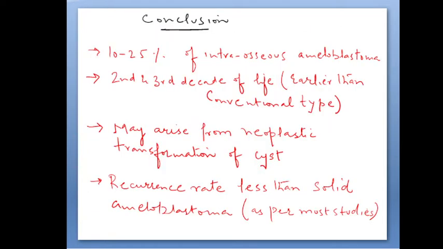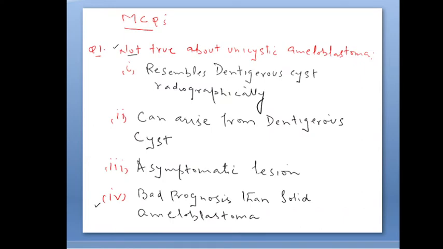So to conclude, unicystic ameloblastomas are 10 to 25% of intraosseous ameloblastomas. They are common in the second and third decade of life. They may arise from neoplastic transformation of a cyst, and the recurrence rate is less than solid ameloblastomas.